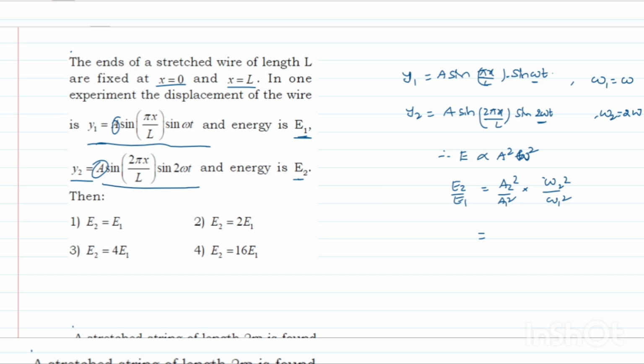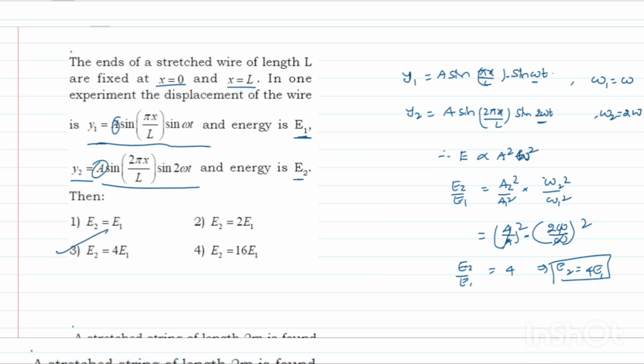So here you can take A by A whole square into omega 2 square by omega 1 square. Omega 2 is nothing but 2 omega. So it's 2 omega by omega whole square. A gets cancelled, omega gets cancelled. So E2 by E1 will be equal to 4. It's nothing but E2 equals 4 times E1. Here E2 equals 4 times E1 is the correct answer.